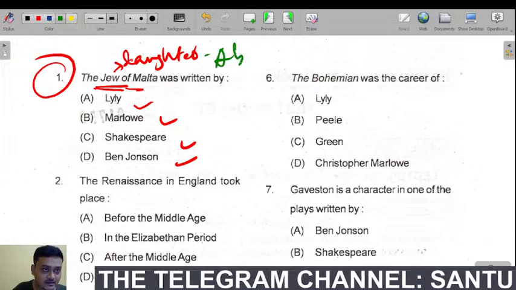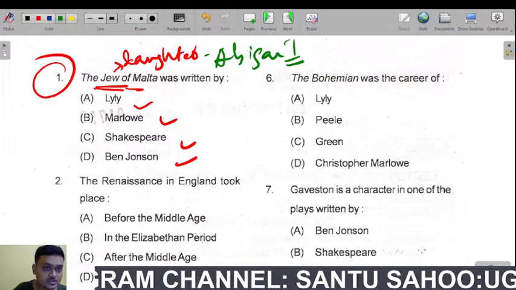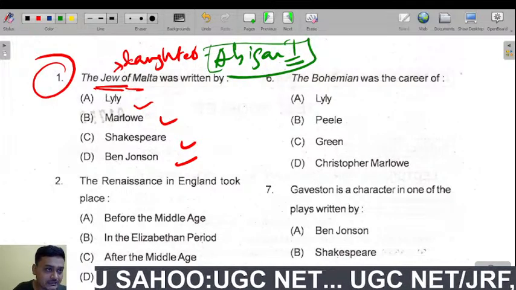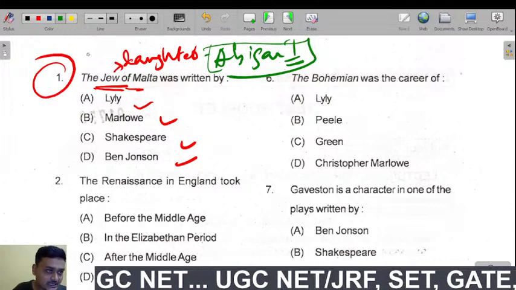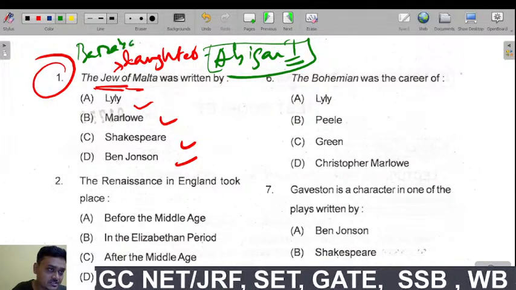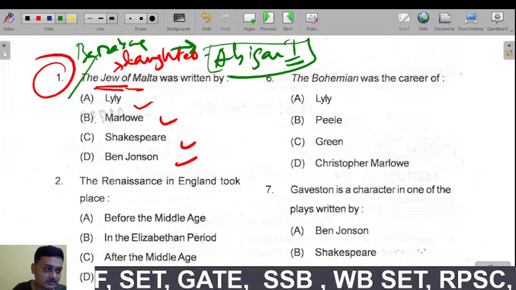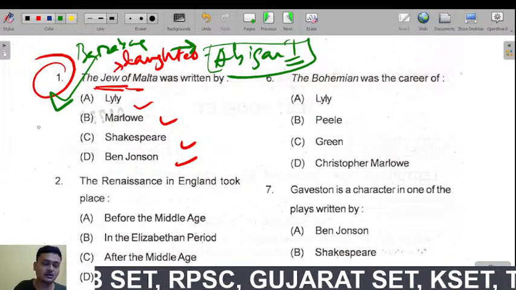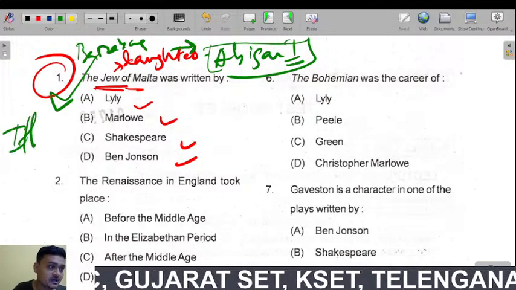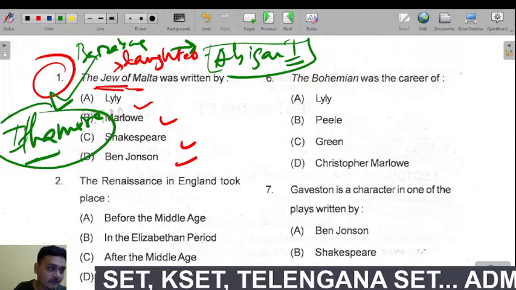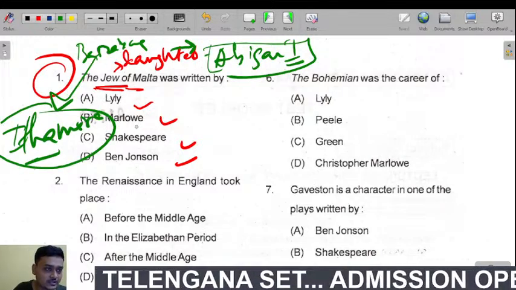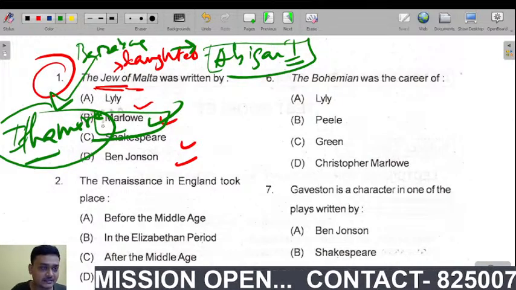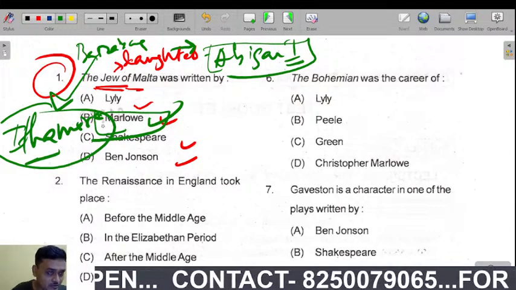The daughter is actually Abigail. You should remember that Abigail is a famous character that appears in the Jew of Malta, and the Jew of Malta is actually Barabbas. So Barabbas' daughter is Abigail, and what was the name of Barabbas's servant? The servant was Ithamor. So here it's Marlowe who has written the Jew of Malta. Remember that Abigail is the daughter of Barabbas, and the servant was Ithamor.